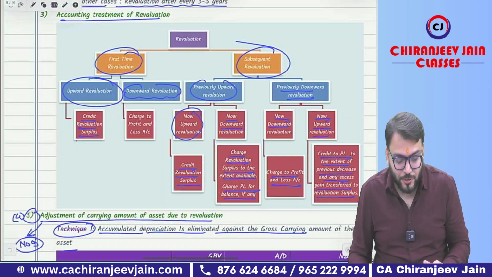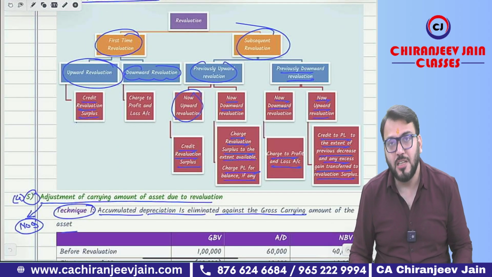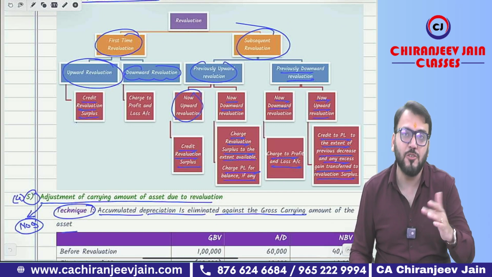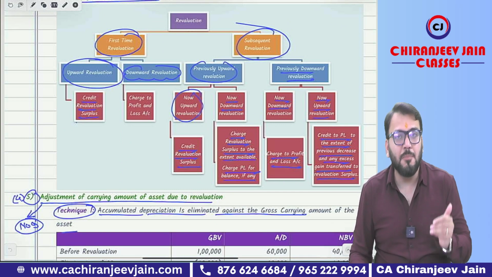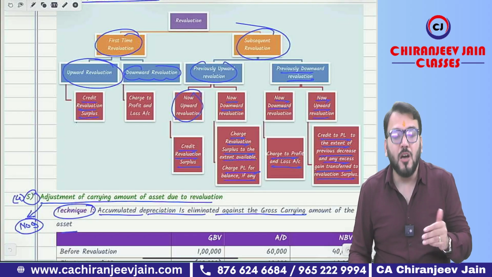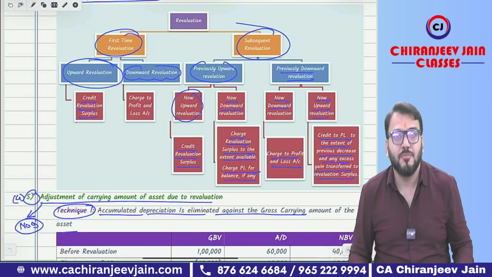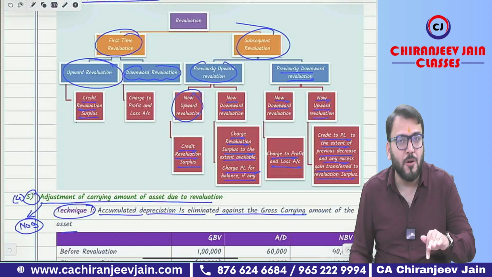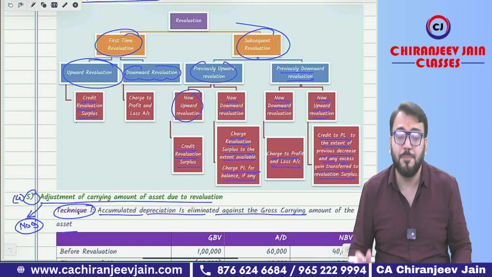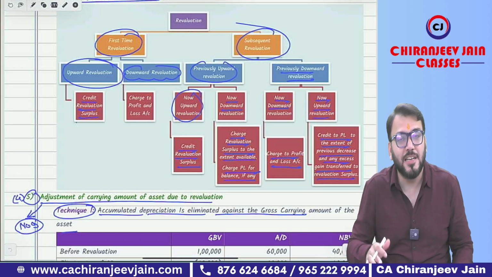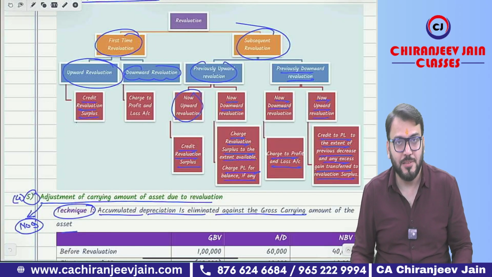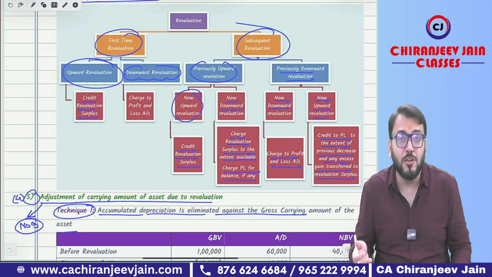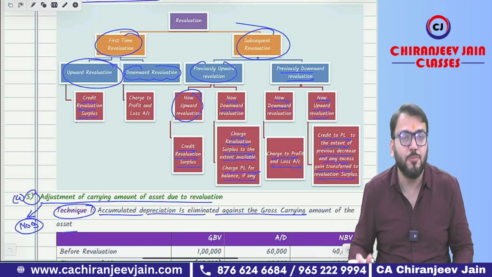Now whenever there is a revaluation, it can be upward or downward revaluation. The accounting treatment depends upon first time or subsequent revaluation. First time upward, any gain will be transferred to revaluation reserve. Downward, loss will be debited to P&L account. Subsequent revaluation depends upon the previous revaluation. If previously upward, again upward, then the gain will be credited to revaluation reserve. But previously upward, now downward, the loss will be first debited to revaluation reserve account. Any balance loss will be debited to P&L account.